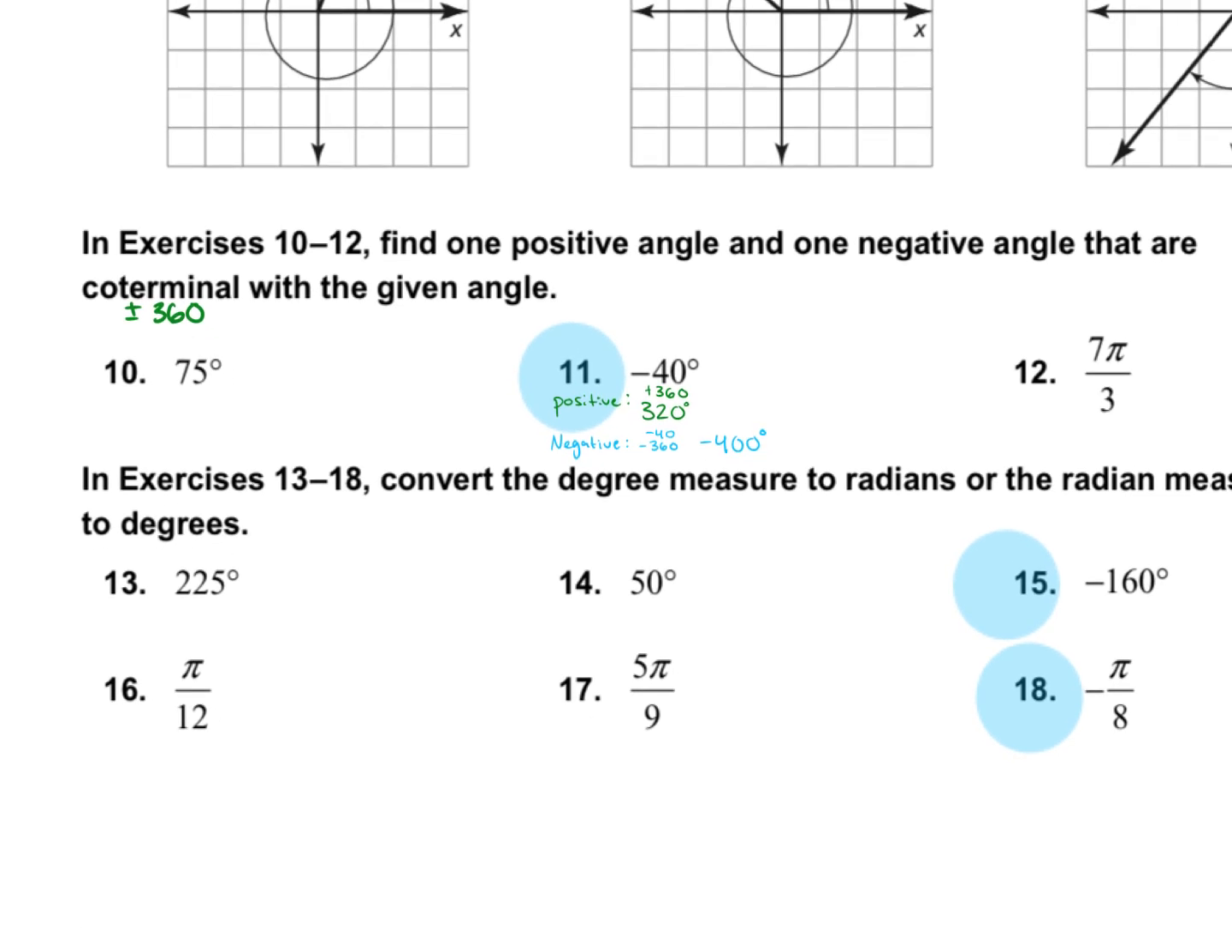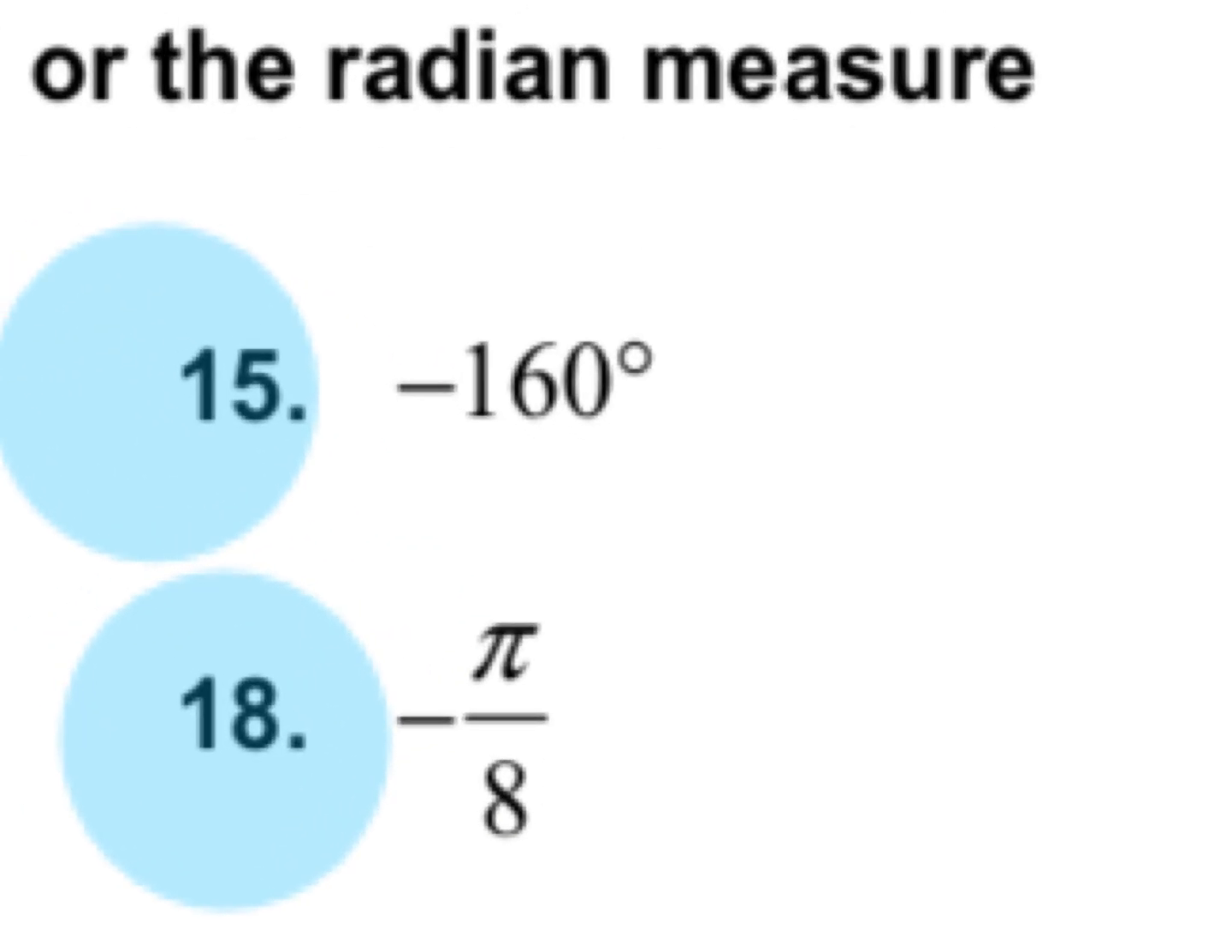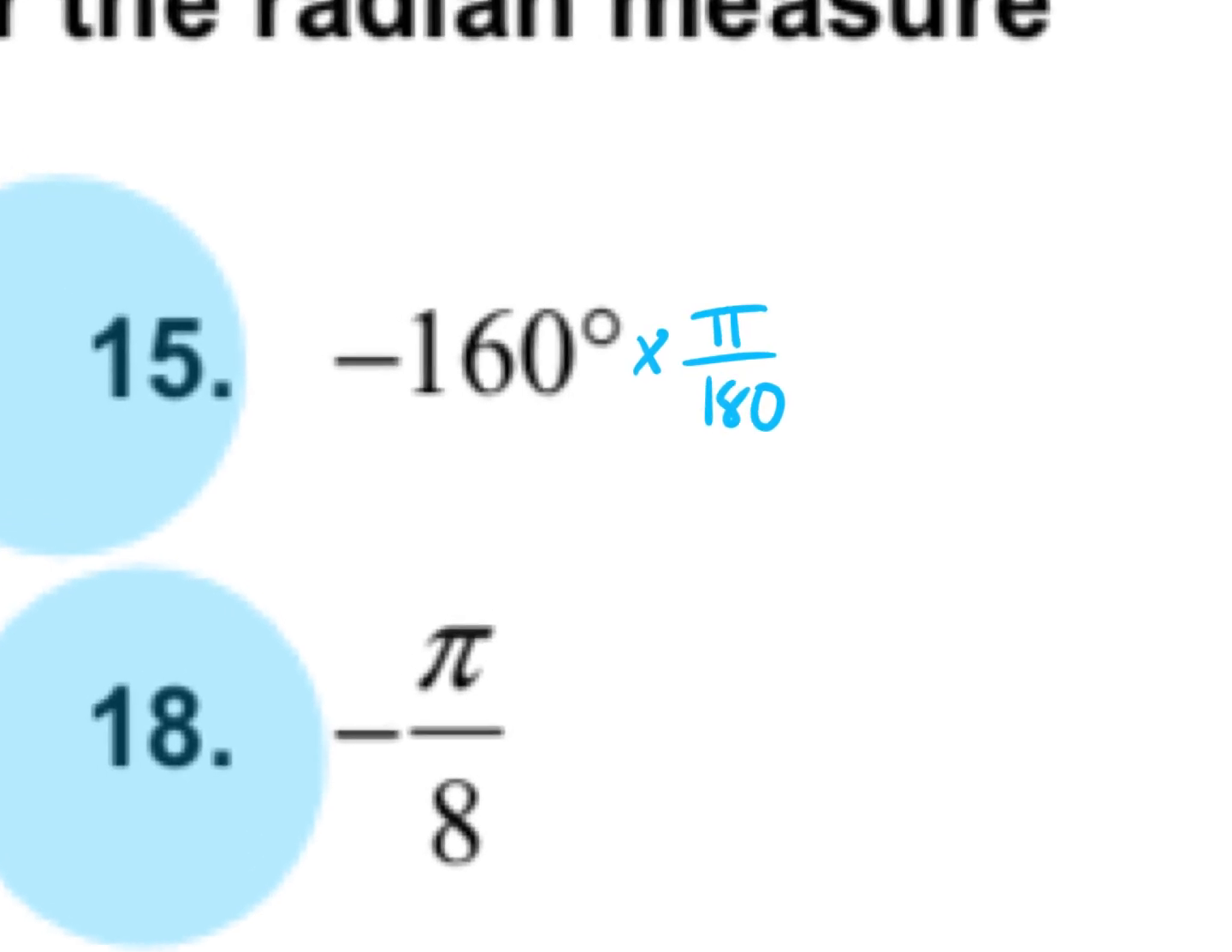All right, let's take a look at 15. It says convert the degree measure to radians or the radian measure to degrees. So we're converting to radians or to degrees. 15 is given to us in degrees, so let's convert to radians. What do we multiply to convert to radians? Pi over 180. So let's simplify.